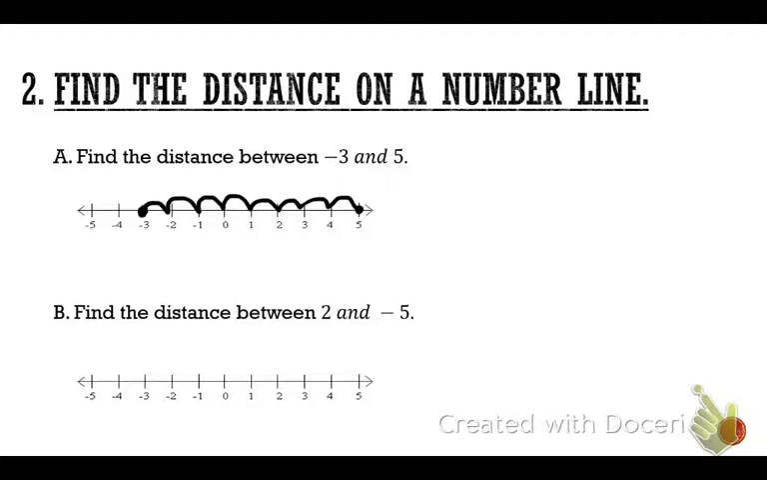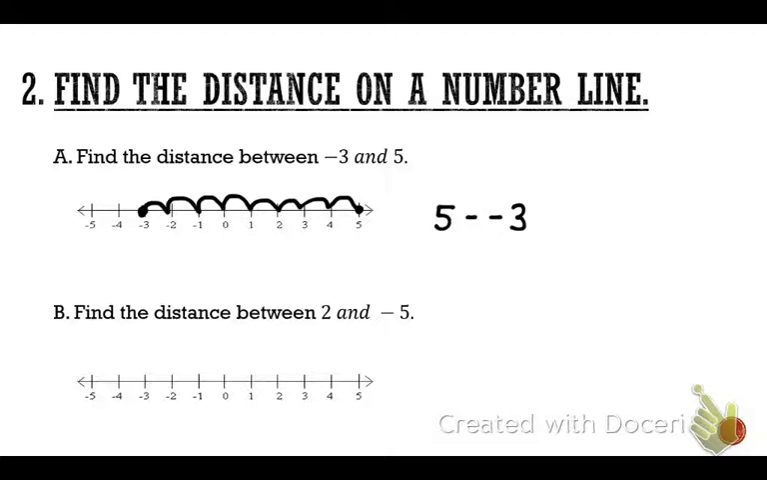Now, on some problems we're going to do today, they're going to be really big numbers and we're not going to have a number line. So I want to teach you a shortcut of how to figure that out. You're going to look at these two numbers and pick the bigger number. Which number is bigger, negative 3 or 5? 5. Everybody write the 5 down. When taking distance, you have to subtract the biggest number and the smallest number. So subtract, what is the smallest number there? Negative 3.